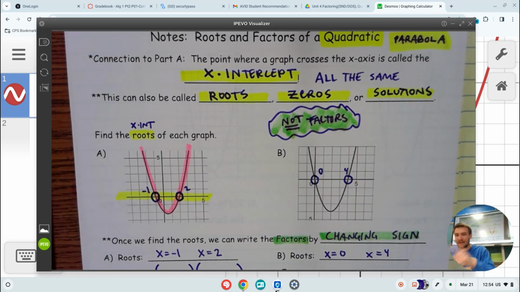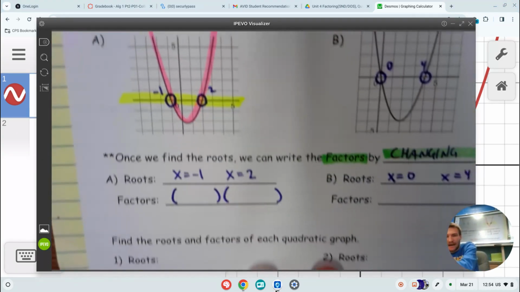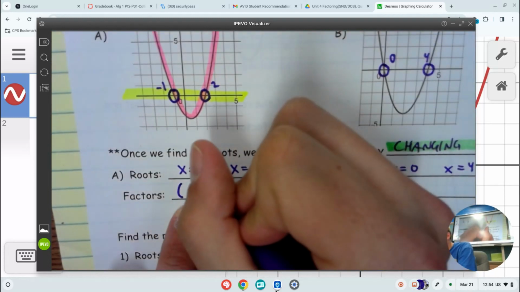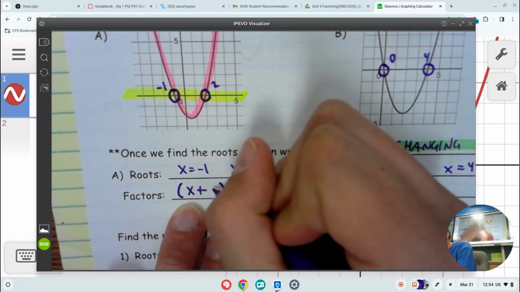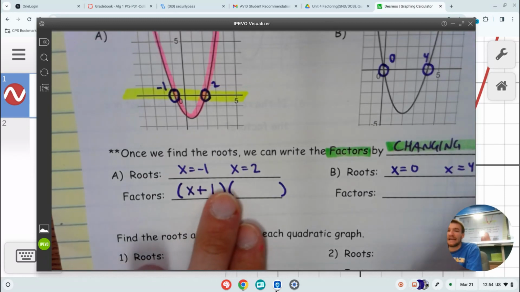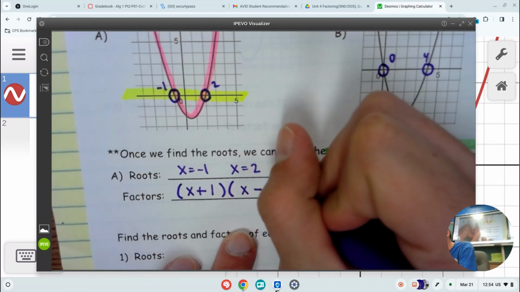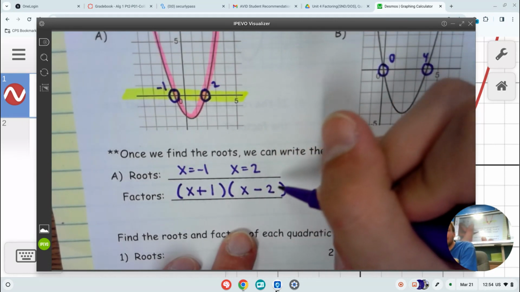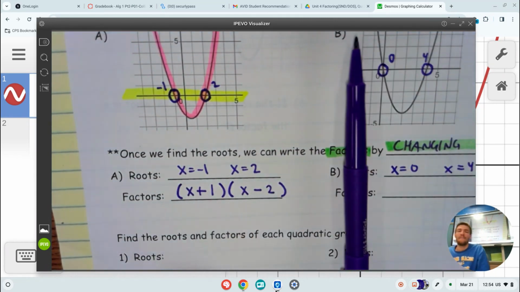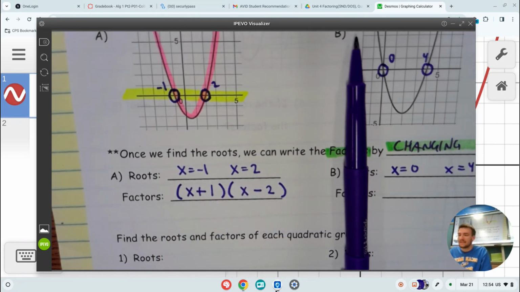So I'm sure you're already ahead of me, right? X minus 1 is the root. What's the factor? X plus 1. X equals 2. What's the opposite? X minus 2. Because this one's positive, so this one's negative. Now, roots have equal signs and no parentheses. Factors have parentheses and no equal sign.